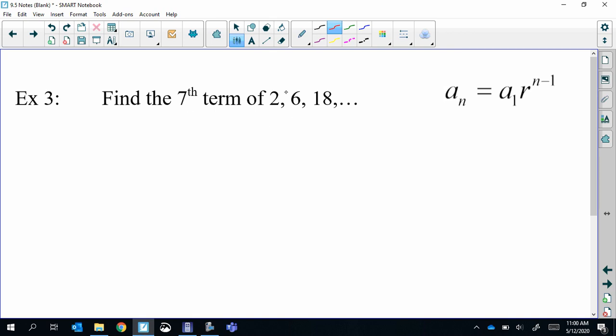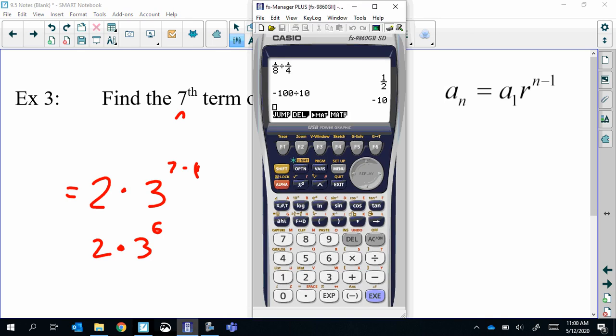So to find the seventh term, we need to know the first term. We need to know r. So from one step to the next, that's being multiplied by 3, and then 3 again, so r is 3. And then n minus 1, and n in this case is 7. So that's 2 times 3 to the 6th power. When you multiply these out, you do exponents first, and then times 2, 1458.